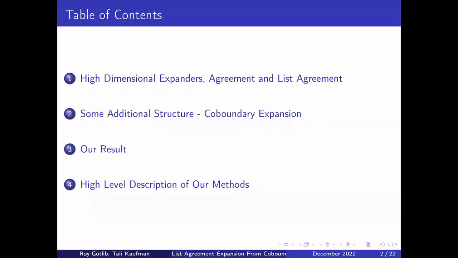The talk will be structured in the following way. I'm first going to present high-dimensional expanders, which are the structures in which we do agreement and list agreement testing. We're then going to see that list agreement requires some additional structure in the form of Coboundary expansion, which I'm also going to present. I will then present our results and finally give some high-level description of our method.